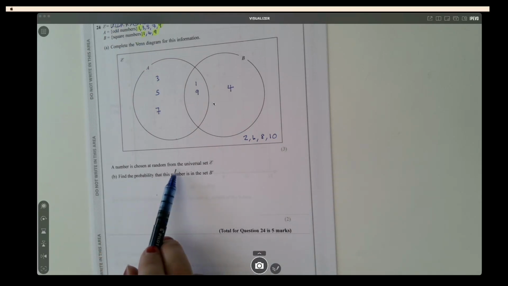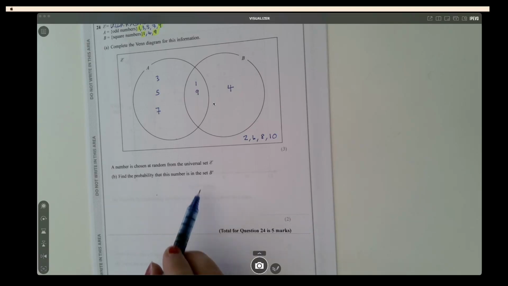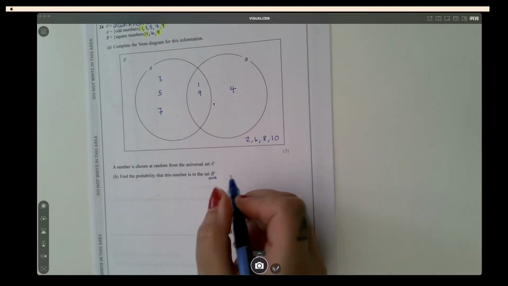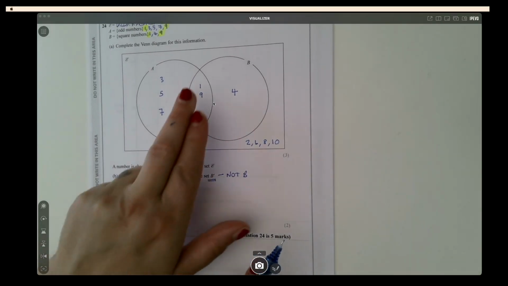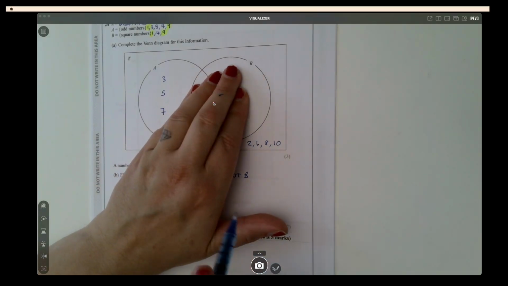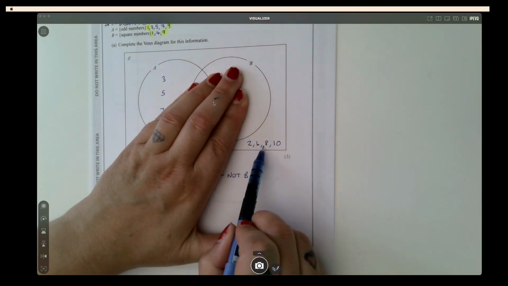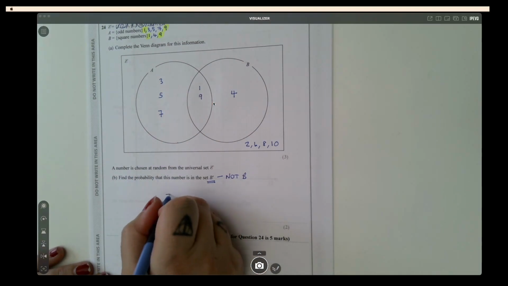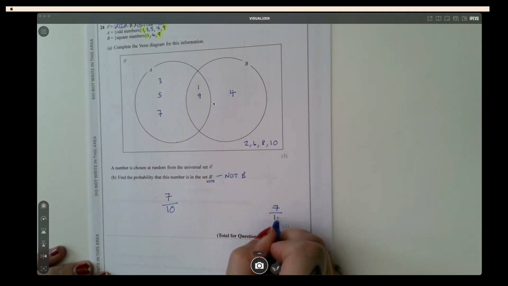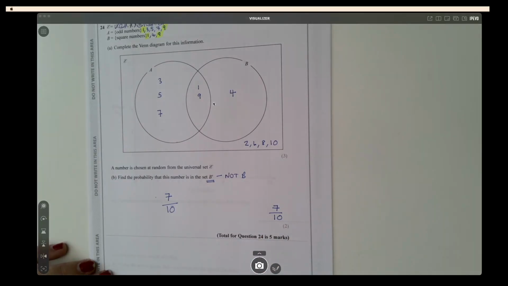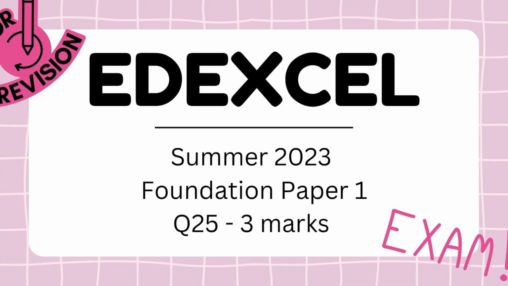So a number is chosen at random from the universal set. Find the probability that this number is in the set B complement. So that's not in B. So we're going to ignore the B circle and we're going to include 1, 2, 3, 4, 5, 6, 7 out of the 10 numbers. So 7 out of 10 is the probability that it's not in set B.